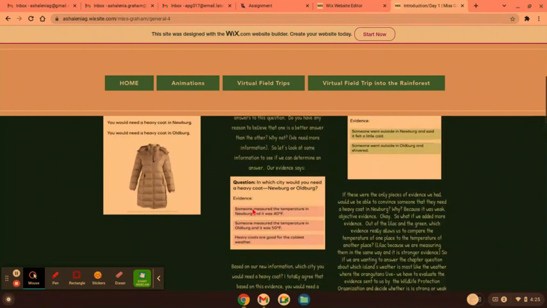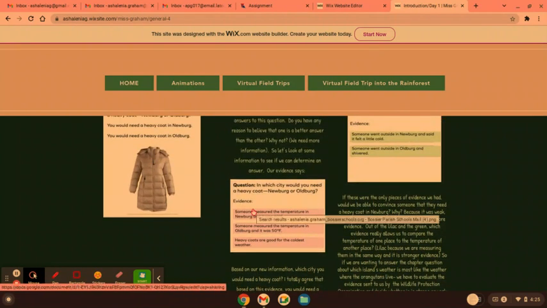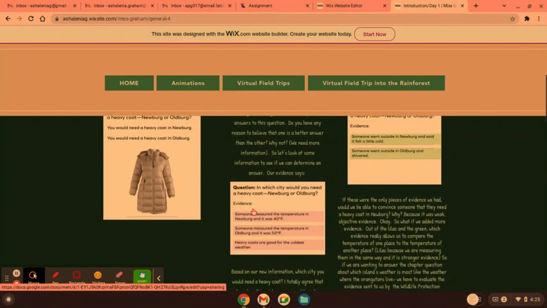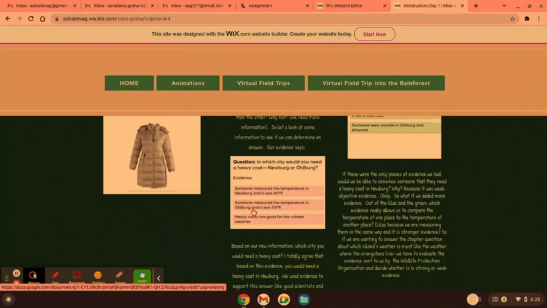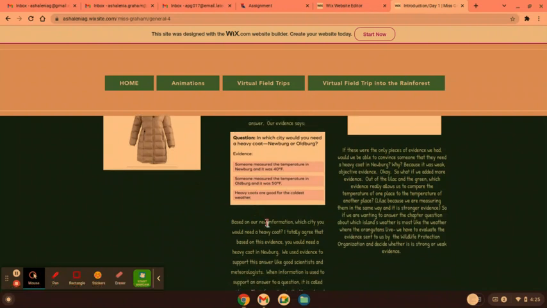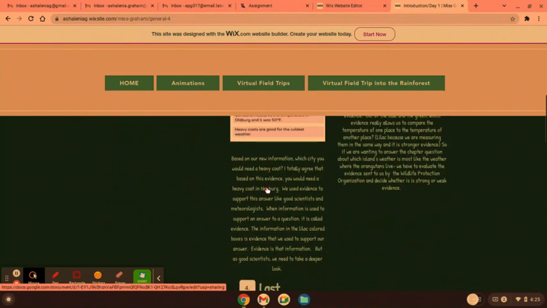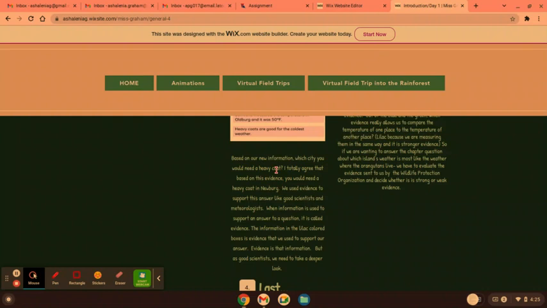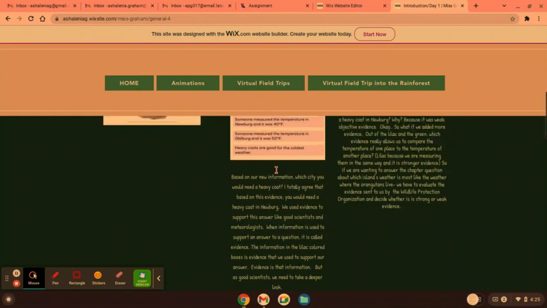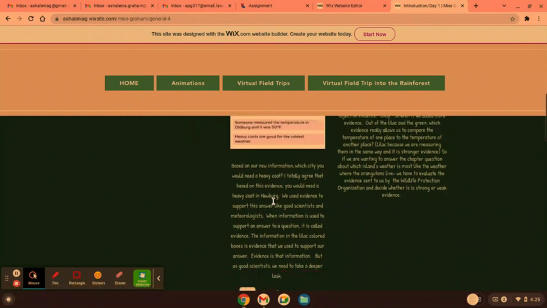Based on that information, which city would you think you would need a heavy coat in? Again, you can pause when you need to, but I hope you would agree with me that, based on this evidence, you would need a heavy coat in Newburgh. As you can see, I'm just going straight now. We use the lilac evidence to support this answer like good scientists and meteorologists would. When information is used to support an answer to the question, it's called evidence. So we use this evidence.